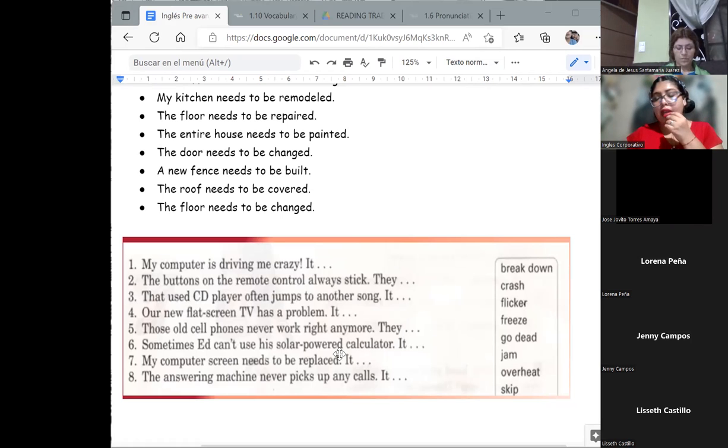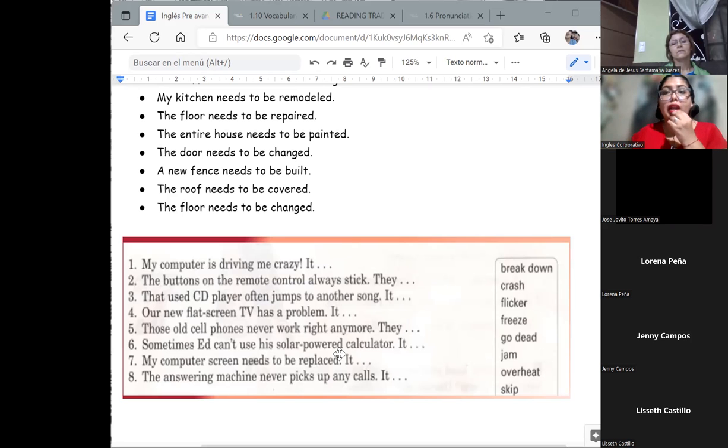So in this case, we have, like in Spanish, breakdown is like una ruptura, una avería que no funciona. Crash es como un quiebre, que se ha quebrado algo, que se ha dañado. Flicker es como un parpadeo. Freeze es que se ha congelado, que no funciona, que no corre. Go dead, que está muerto, no tiene tono, no tiene sonido. Jam es como se traba o tiene alguno de esos problemas.